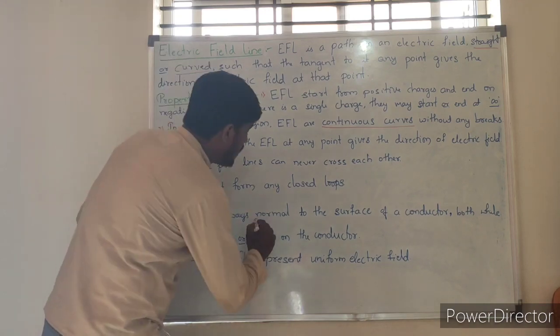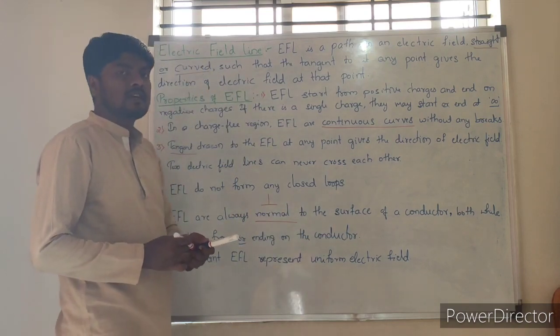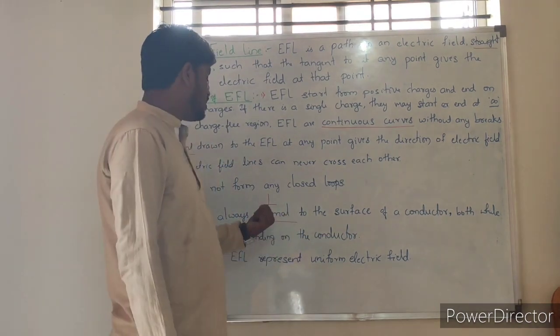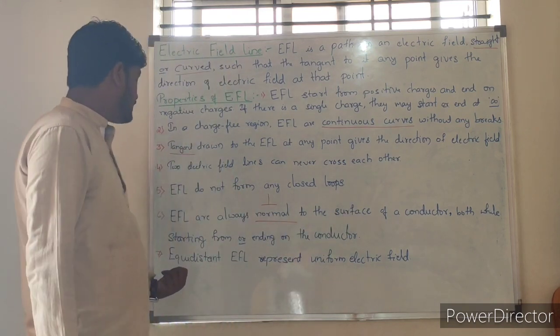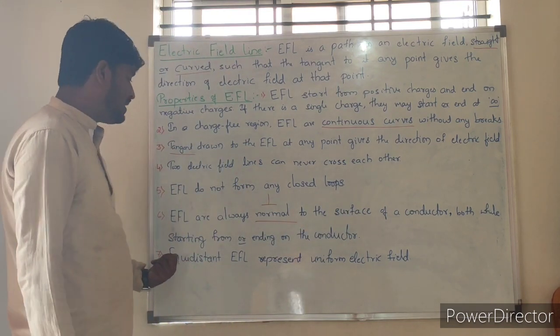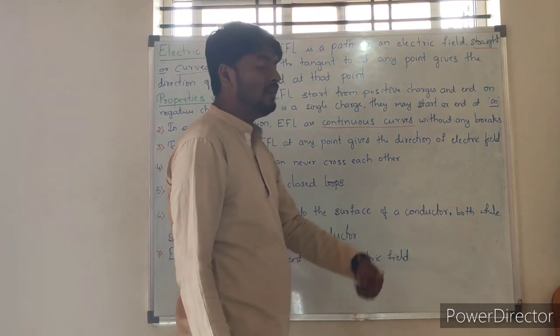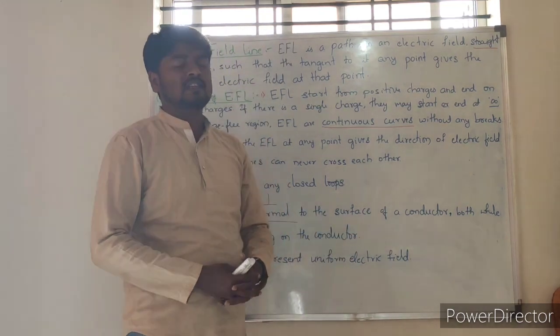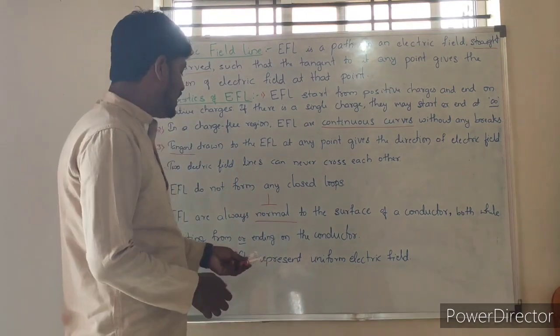They said here they are always normal. Normal means perpendicular. The electric field lines are always normal to the direction of the electric field with respect to the conductor. And the last point is a very important point: equidistant electric field lines represent uniform electric field, and the non-equidistant electric field lines indicate non-uniform electric field. So what is the meaning of this?